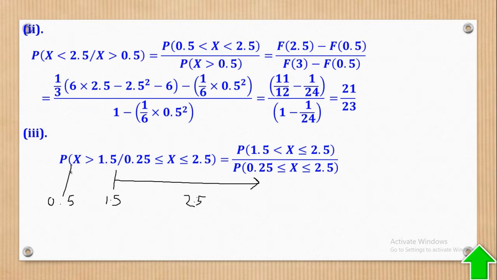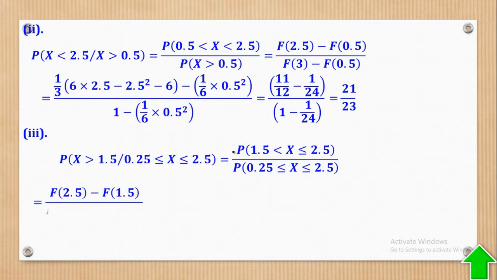So between these, what is common will be this. And when you look at it, it starts from 1.5 up to 2.5. That is why you see here the probability starts from 1.5 up to 2.5, for the numerator. The denominator is the probability after the slash. So after the slash there is this. That's what we put here.